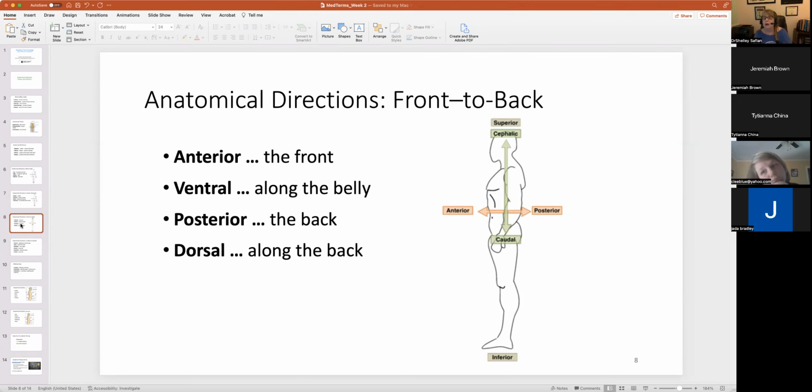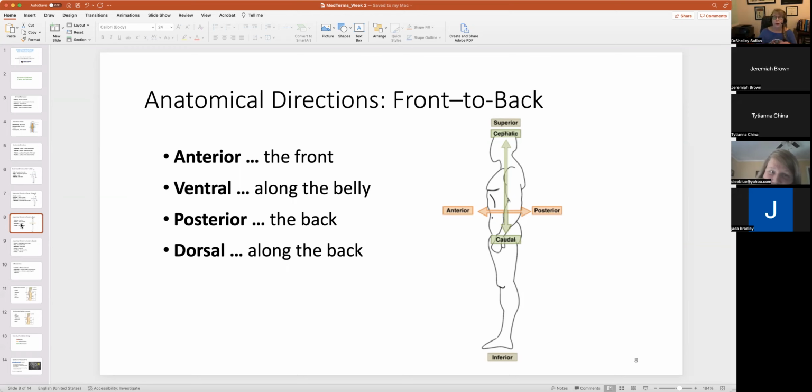Dorsal is along the back. So you see that there's one thing that's a direction, anterior, posterior. Most often you will see this referred to in the approach of a procedure. We went in anteriorly from the front. We went in posteriorly from the back. Spinal surgery, very often, one way or the other.